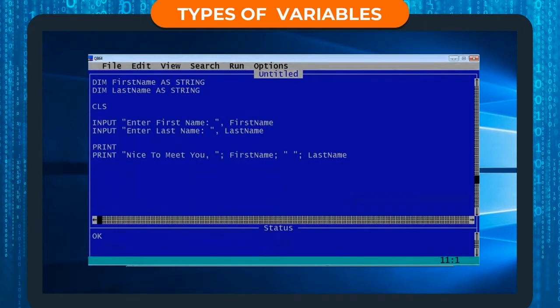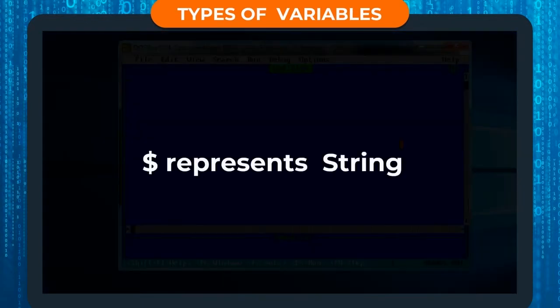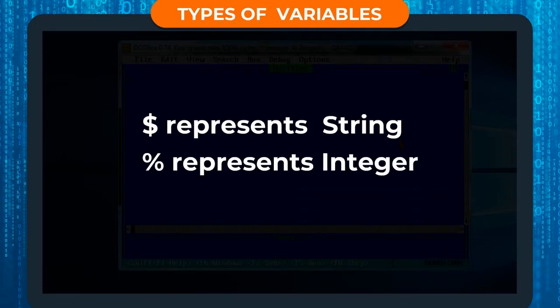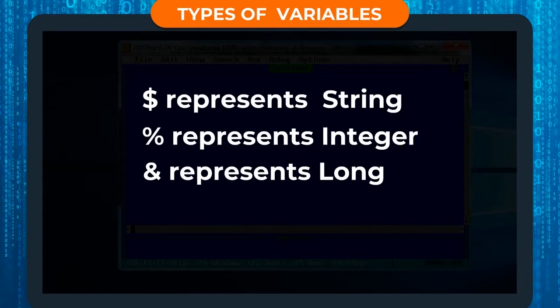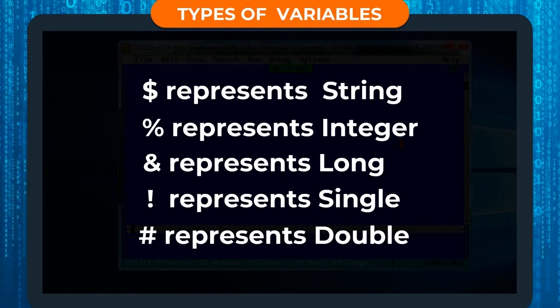The word DIM actually originates from the word dimension. QBasic has a set of symbols which represent each variable type. $ represents string. Percentage represents integer. Ampersand represents long. Exclamation mark represents single. Hash represents double. Appending one of these symbols to the name of a variable in the program tells the computer that you are using it as that type.